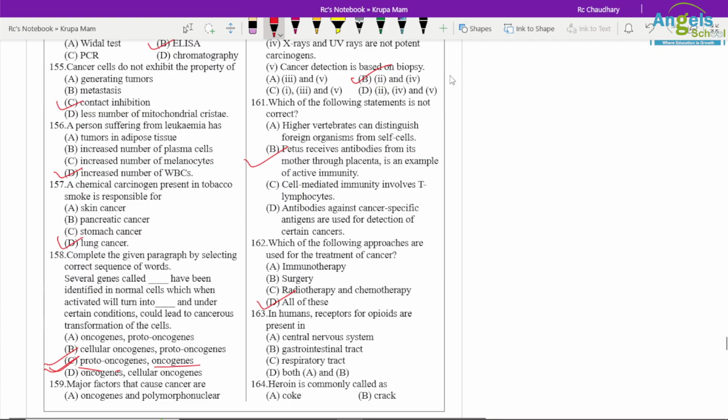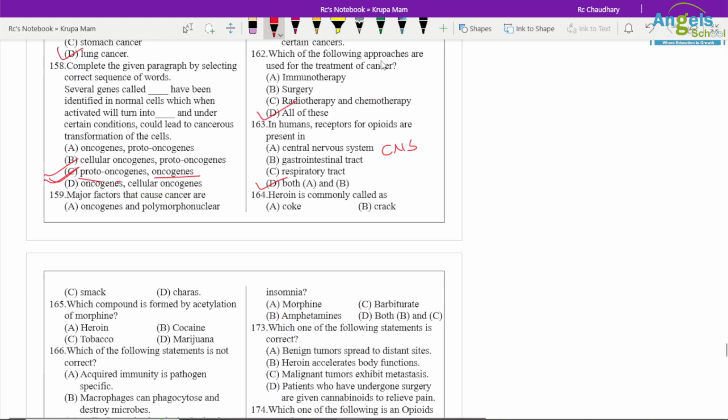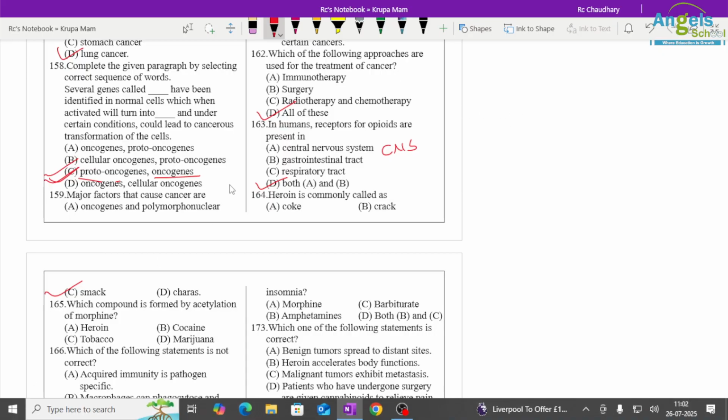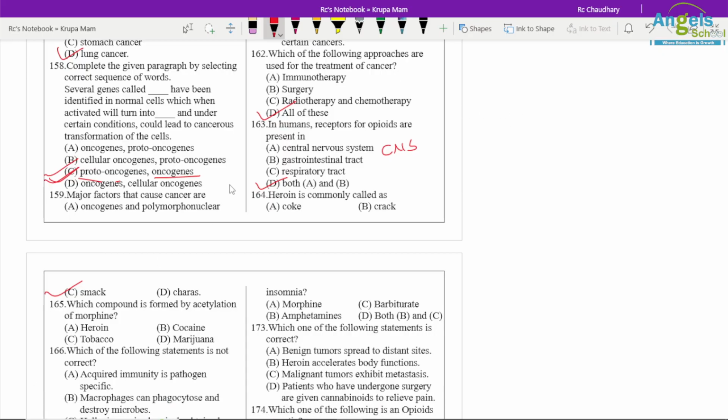In humans, receptors for opioids are present in the central nervous system, CNS, and in the gastrointestinal tract. So option D is correct. Heroin is commonly called smack. So option C is correct. Which compound is formed by acetylation of morphine? It is again heroin only.